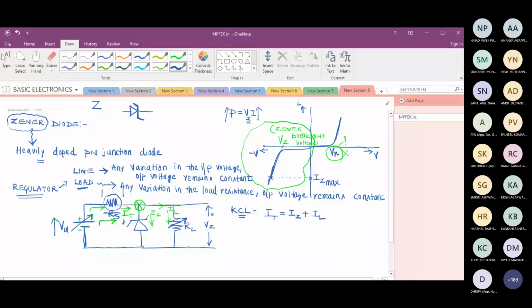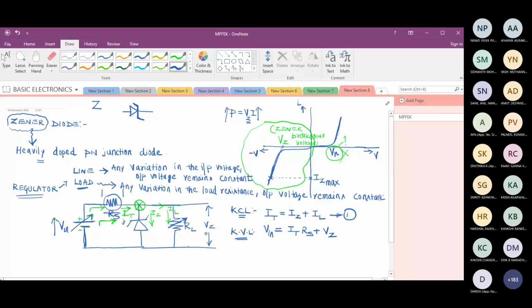Next, please focus. So this I will take as equation number 1. Next, I will take V in. Can I write V in equal to IT into RS plus VZ? Take your own time. I am applying Kirchhoff's voltage law now. Take your own time to digest this, understand this.